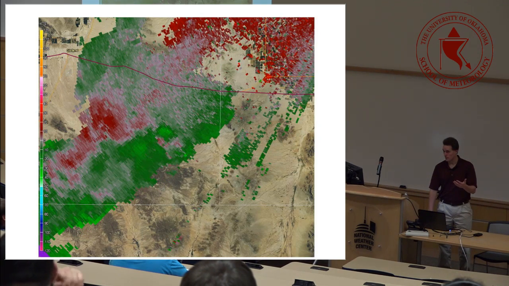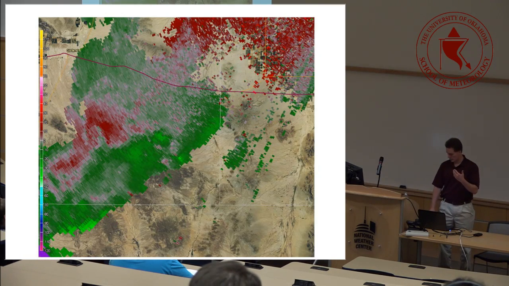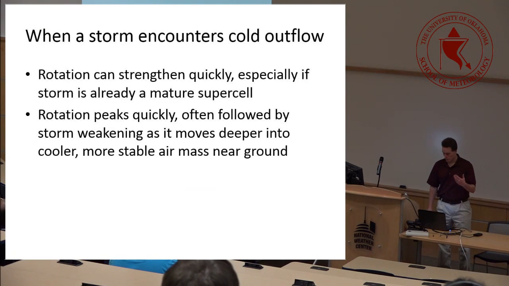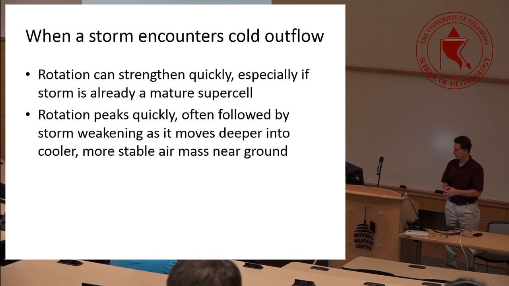But notice it weakens pretty quickly. So we have this pretty rapid little spin up, and then it weakens as it moves off to the northeast. So this is pretty typical of what you see when storms, pre-existing storms, encounter relatively cold new outflow.